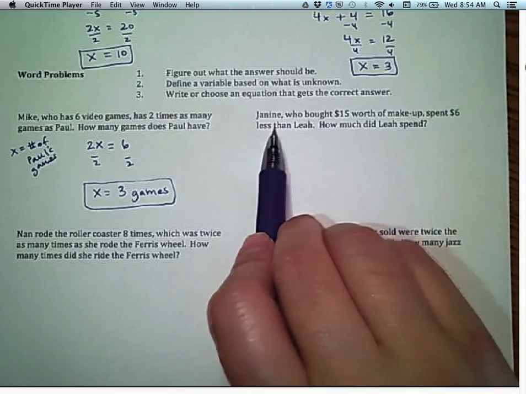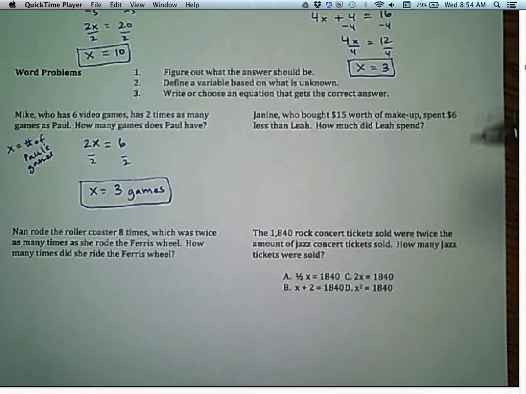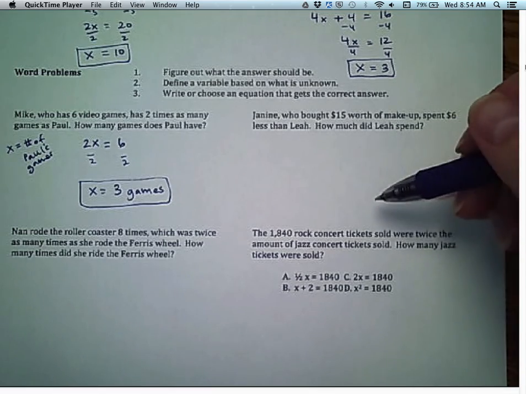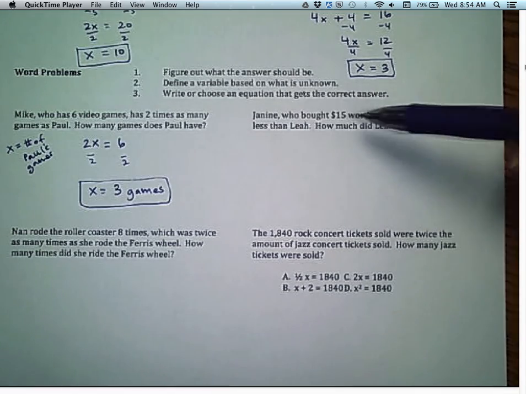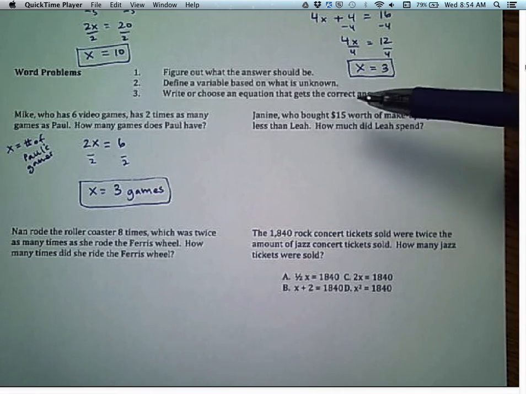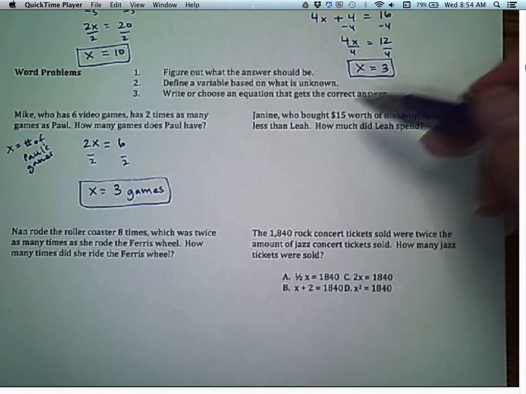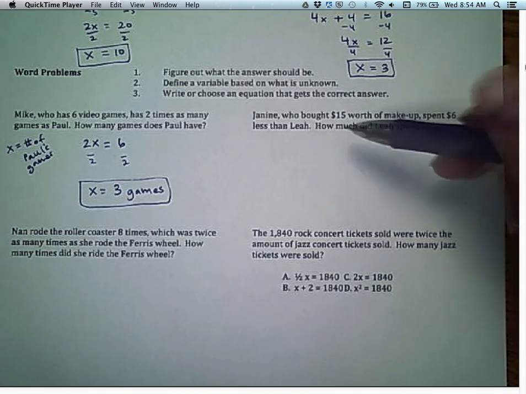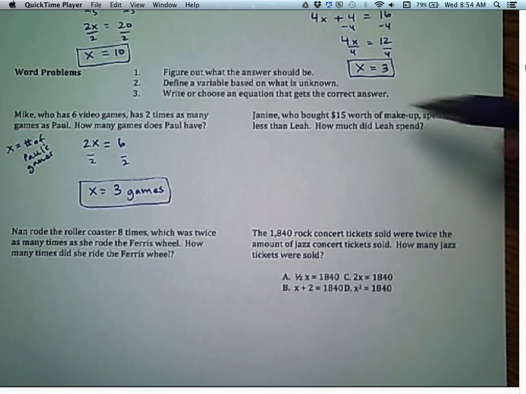All right, let's go to the right and take a look at this one. Janine, who bought $15 worth of makeup, spent $6 less than Leah. All right, so if we go to the store and Janine buys $15 worth of makeup, and that's $6 less than what Leah spent, we know that Leah had to have spent $21. She spent $15, but she spent $6 more than that. All right, so Leah spent $21. So in the end, our answer has to come out to be 21.